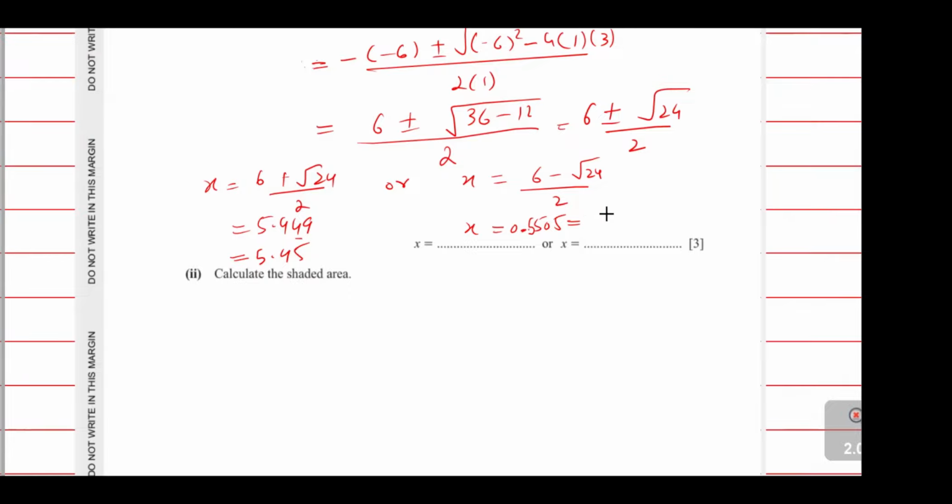And the 3SF value is 0.551. And the answer is 5.45, and this is 0.551. This is the solution.